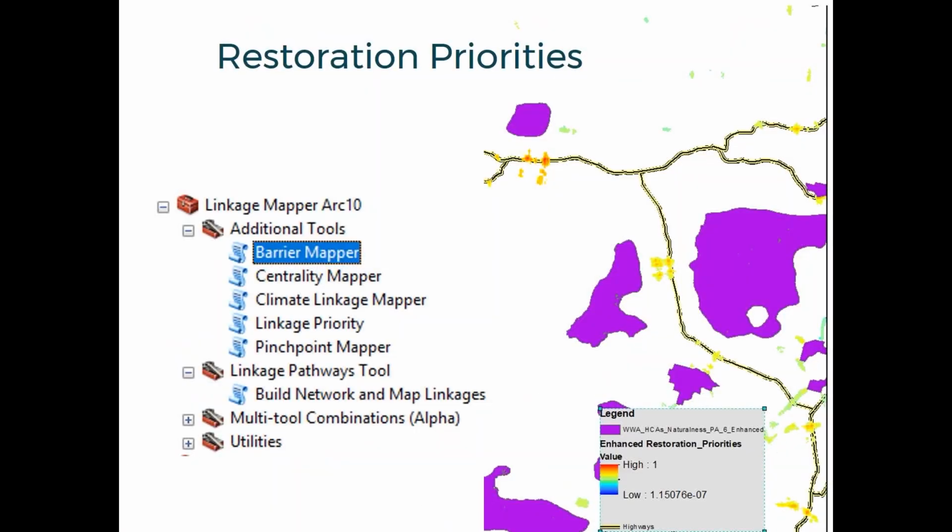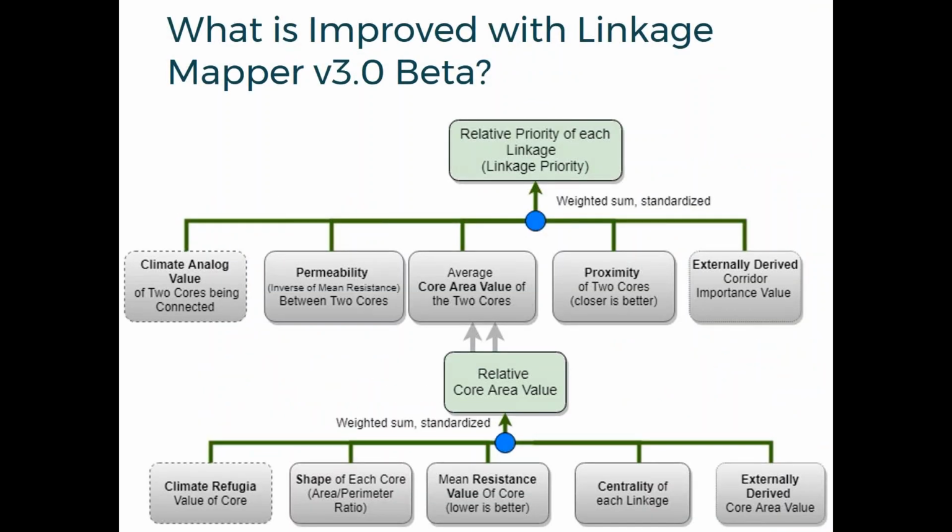And then one of the tools that's been getting a lot of interest lately is the idea of prioritizing the restoration areas on the landscape based on restoring the linkages. And so Barrier Mapper helps with that. And so here's an overlay of that previous layer in a different landscape.